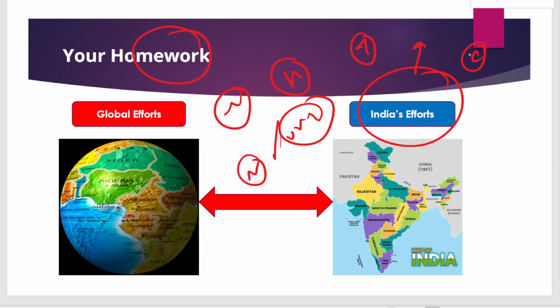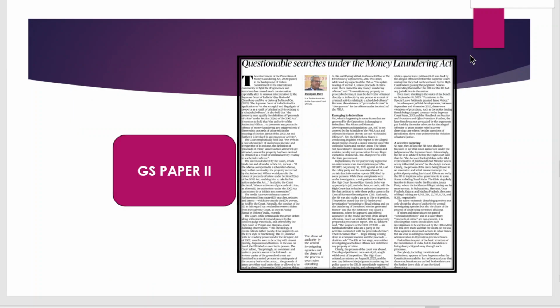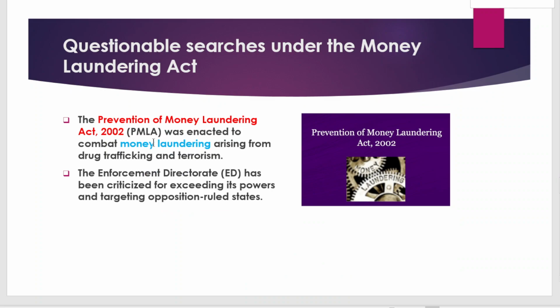Now we are shifting to the second article, which is related to the Prevention of Money Laundering Act, and it can be covered under GS paper 2. So when we talk about the Prevention of Money Laundering Act, when did it come? It came in 2002. So if you clearly observe, PMLA came after the Parliament attack of 2001.